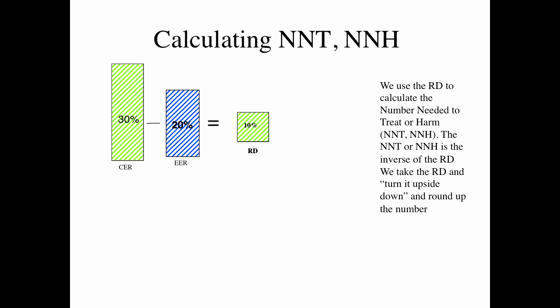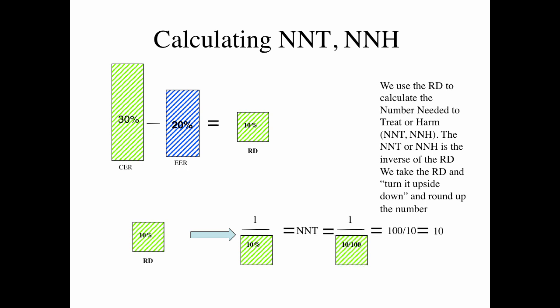So let's just see how we can turn that into an easily understood form. If you remember, this is how we calculated the risk difference. Now we take the risk difference, which is 10%, and we turn it upside down, which in mathematical notation, you'll remember from school days, is 1 over the number. Yep, that's how you do that. Now, if we start with 10%, then that's 1 over 10%, 10 over 100, which works out at 100 divided by 10, which is 10.